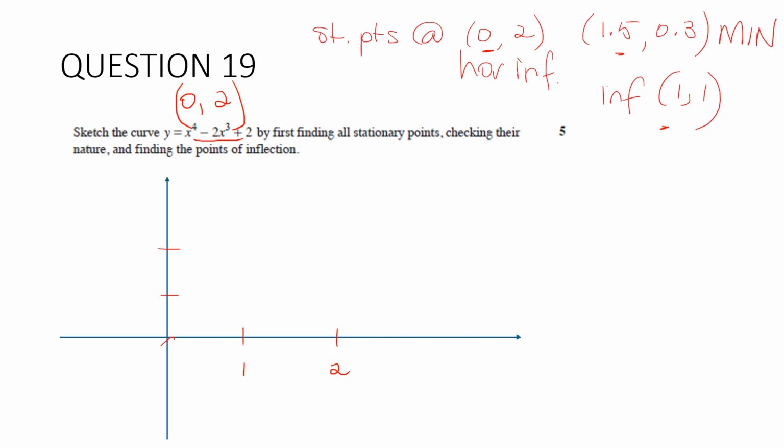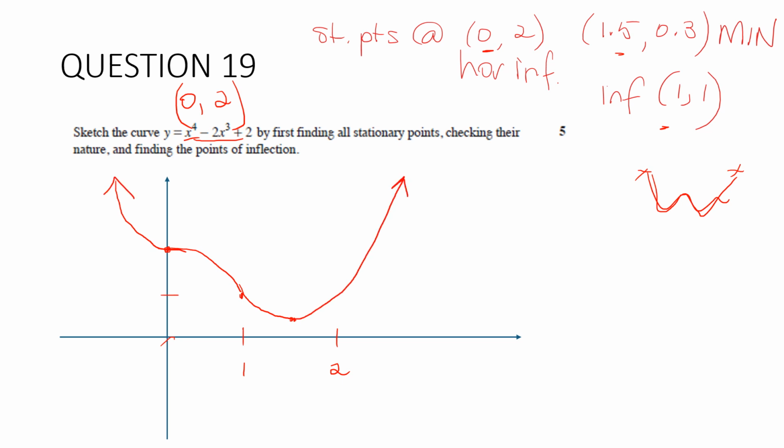So that's here. And we have got a minimum at (1.5, 0.3), so that's somewhere down in here. Say, an inflection at (1, 1). Now we know this is a quartic curve and it's a positive one, so we're expecting it to start at the top and end up at the top and do something like this in the middle. So how can we do that? It's going to come down like this. It's got a horizontal inflection there. It goes from concave down to concave up at this point and then heads back up.